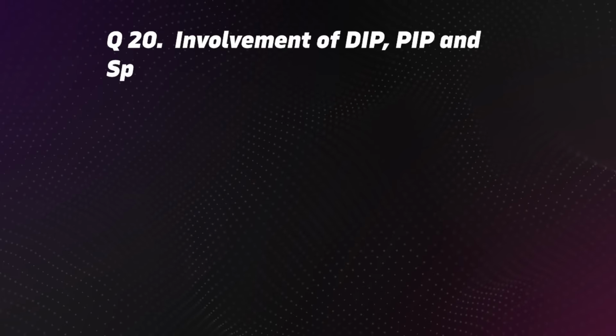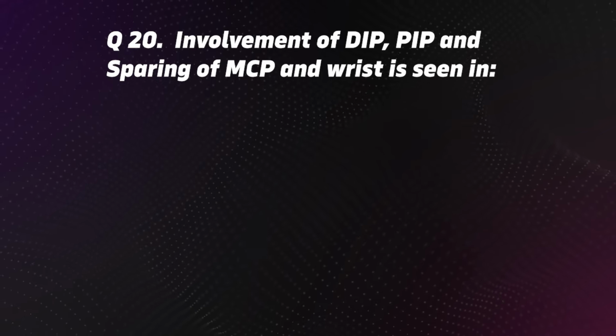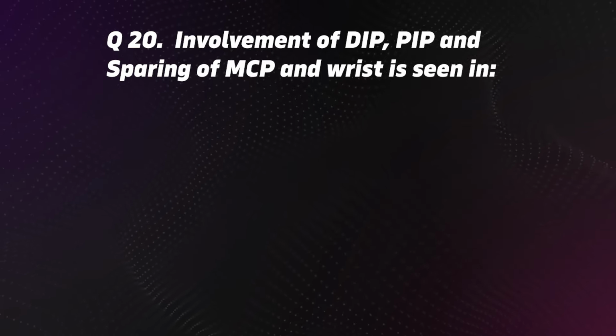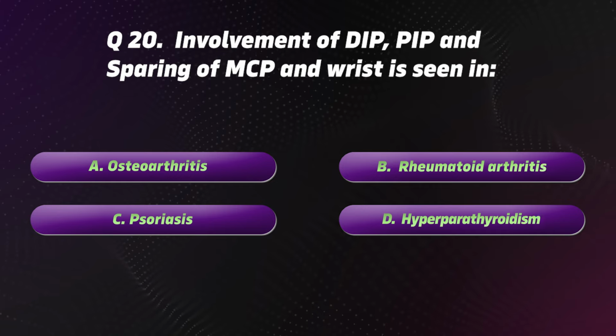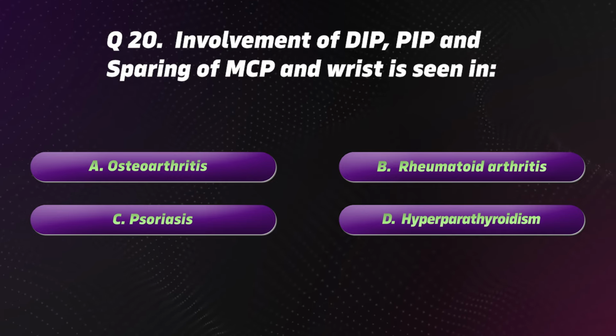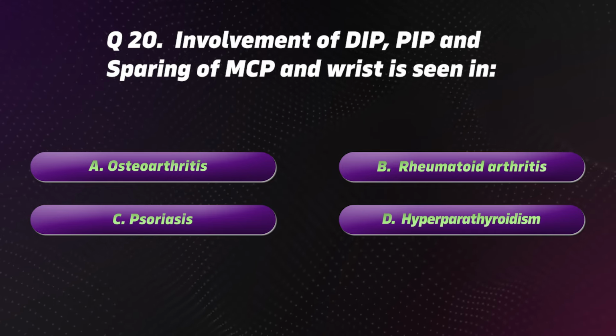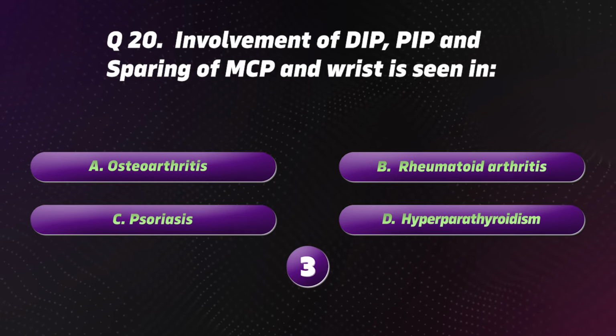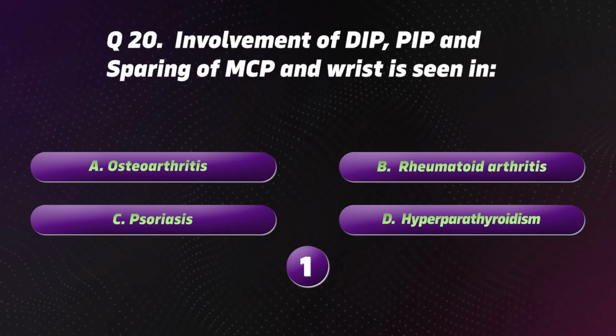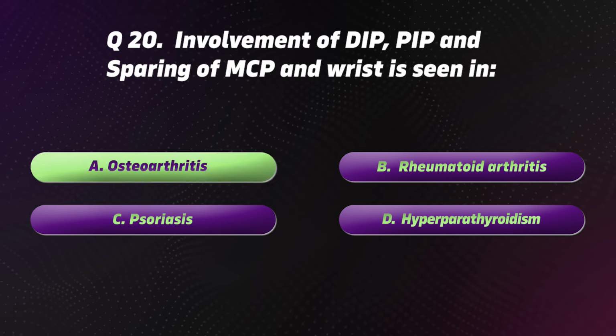Question 20. Involvement of deep PIP and sparing of MCP and wrist is seen in. Here are the options. A. Osteoarthritis. B. Rheumatoid arthritis. C. Psoriasis. D. Hyperparathyroidism. And the correct answer is A.